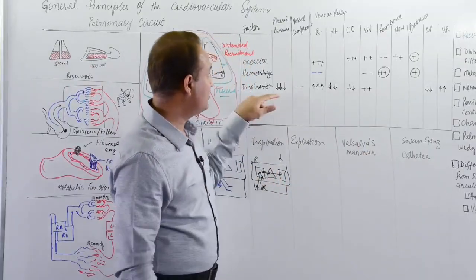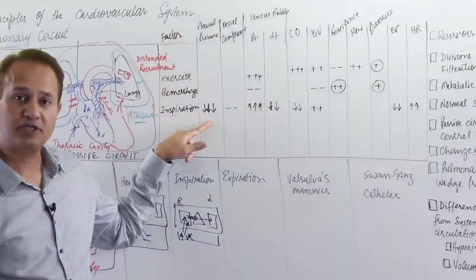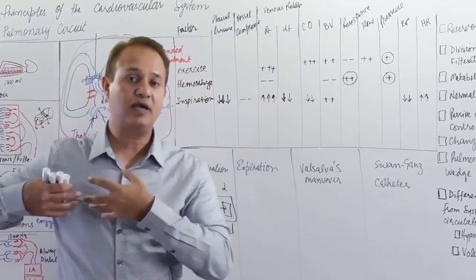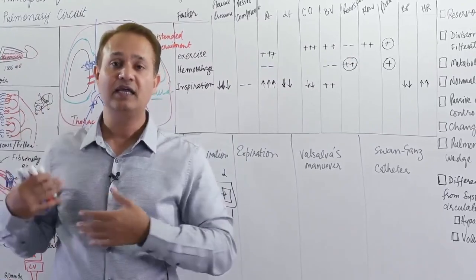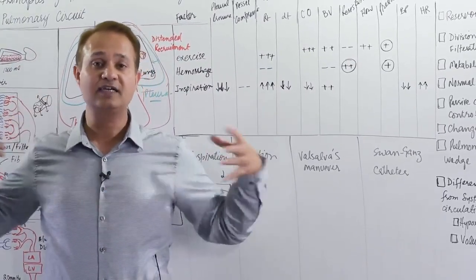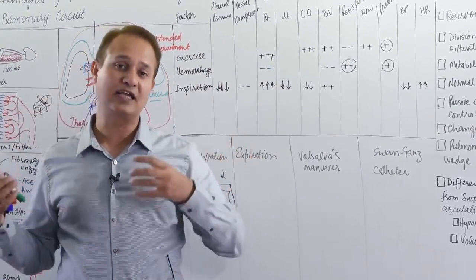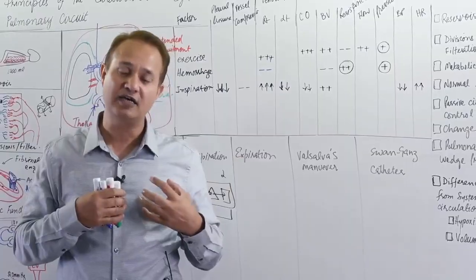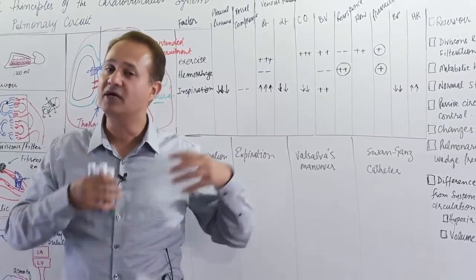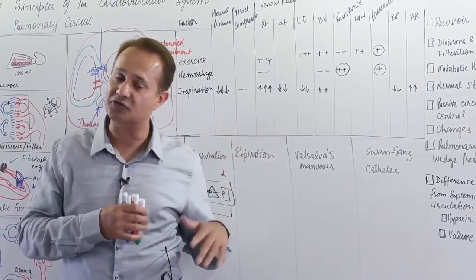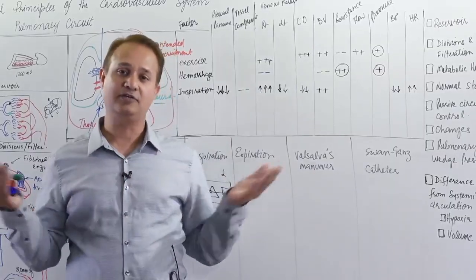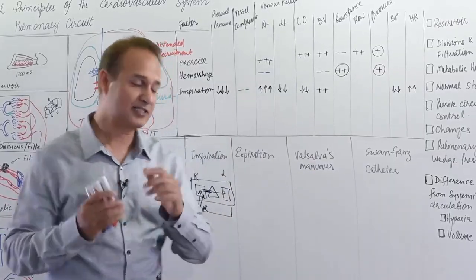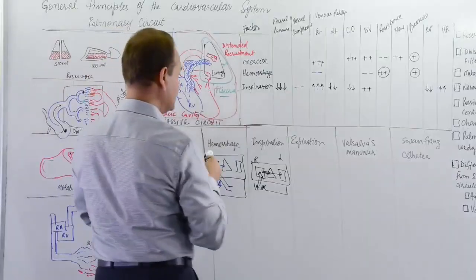So inspiration reduces the pleural pressure. That sucks the blood in. So the right side has more volume. Lungs get more volume. Lungs expand and become a reservoir, so they give less blood to the left heart. Left heart has less volume. Cardiac output of the left heart is reduced. Blood pressure is reduced. Reflex tachycardia will occur. So that's that. Now let's see what happens with the expiration.